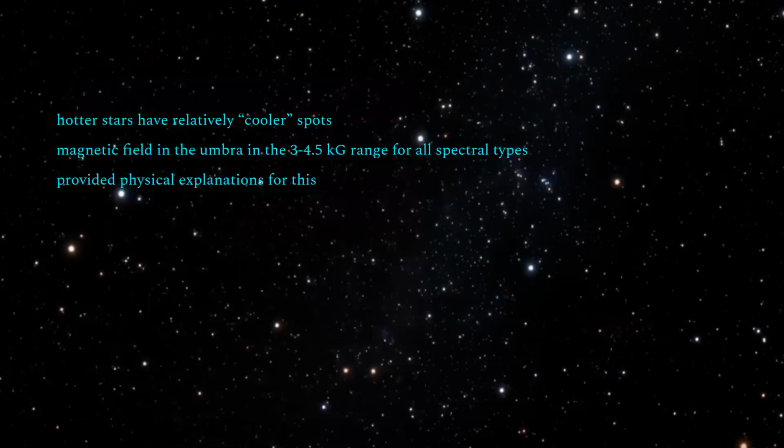So just to recap, this was my first paper of my PhD. Hotter stars have relatively cooler spots. The magnetic field in the umbra is in the 3 to 4.5 kilogauss range for all of the spectral types.